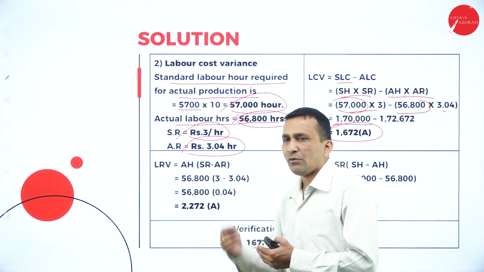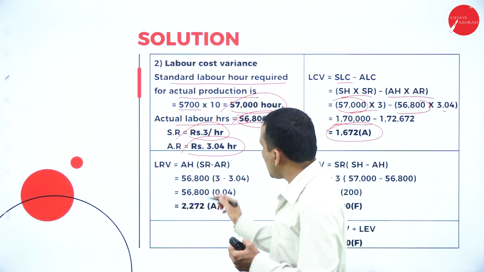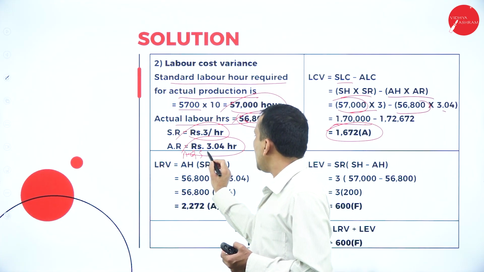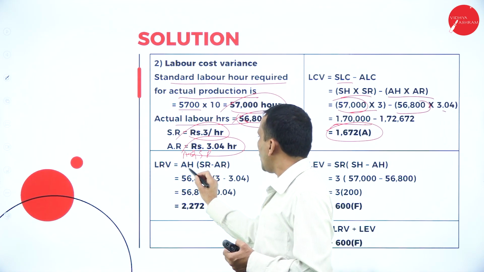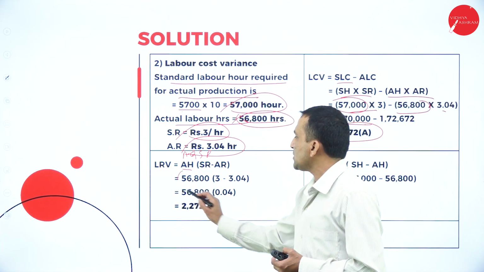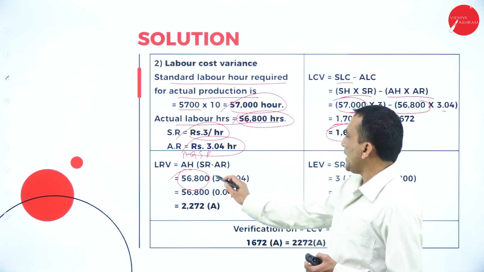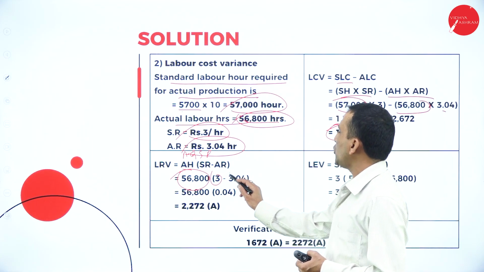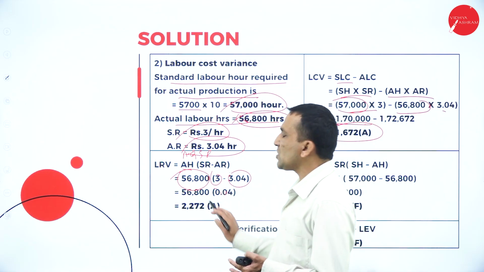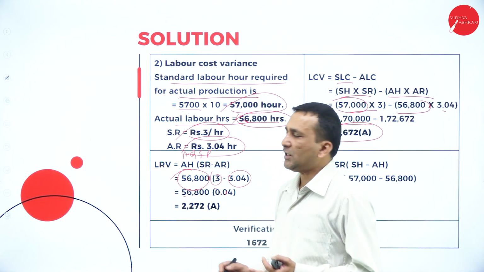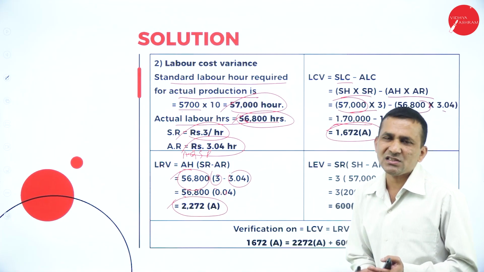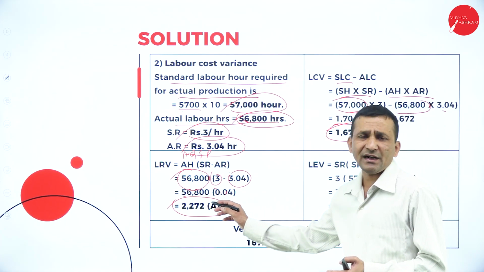Once you have completed that, moving to the labor rate variance, the formula: here in place of actual quantity we write hours, and in place of standard price we write rate. Actual hours into standard rate minus actual rate. Actual hours 56,800, the standard rate 3 minus actual rate 3.04. If you subtract, the difference is negative, so the answer is also negative. 56,800 into 0.04 is 2,272, which is a negative result. So I have written A.